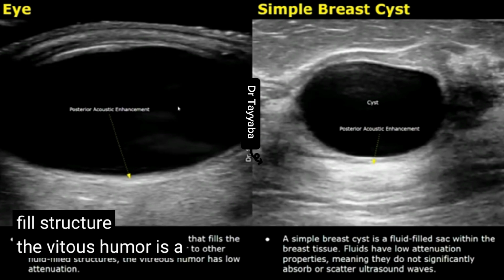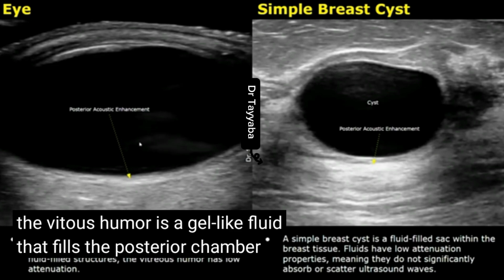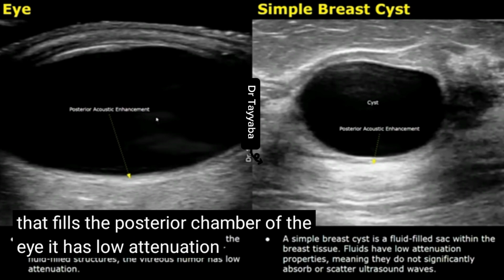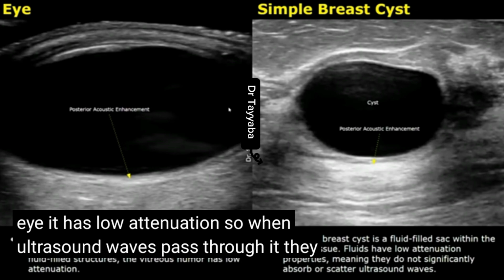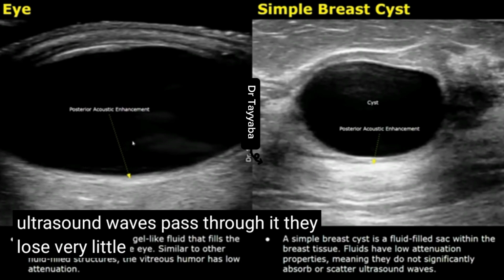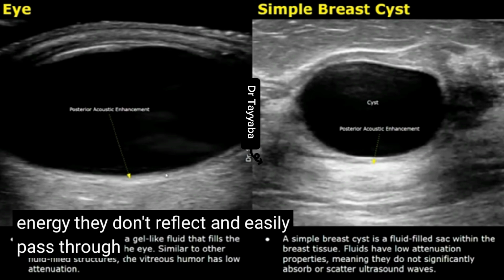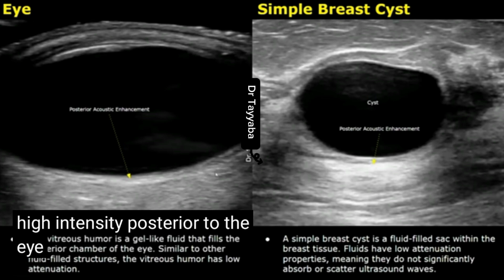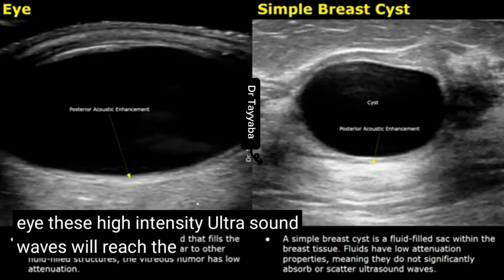The eye is a fluid-filled structure. The vitreous humor is a gel-like fluid that fills the posterior chamber of the eye. It has low attenuation, so when ultrasound waves pass through it, they lose very little energy. They don't reflect and easily pass through the fluid, ending up with high intensity posterior to the eye.